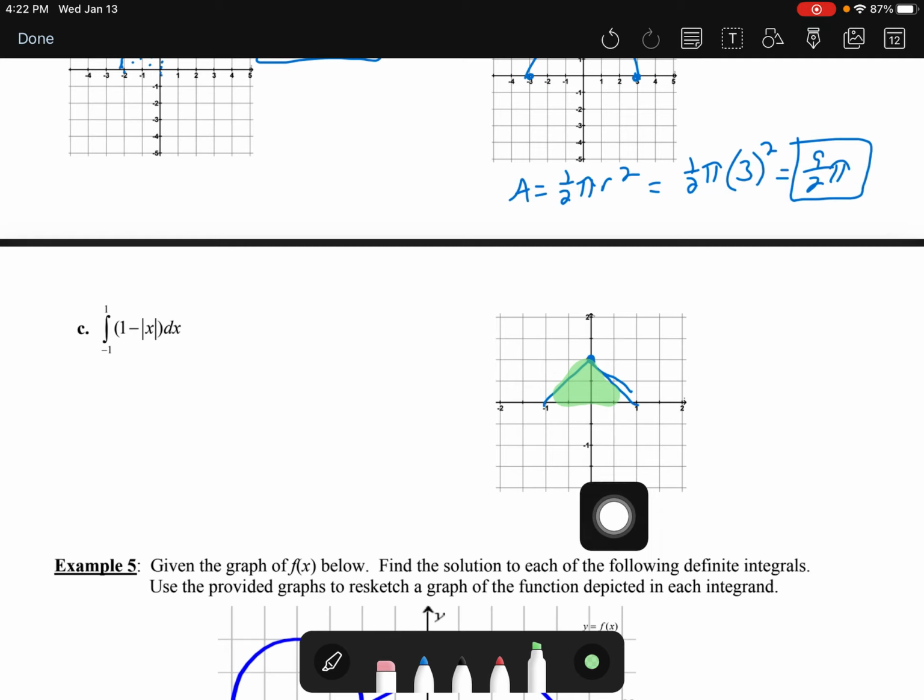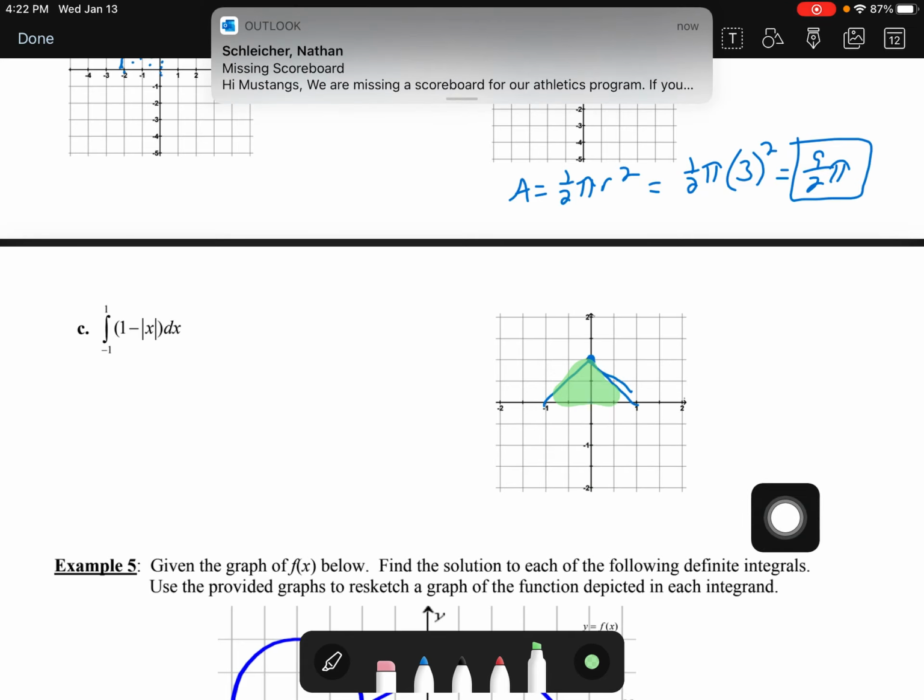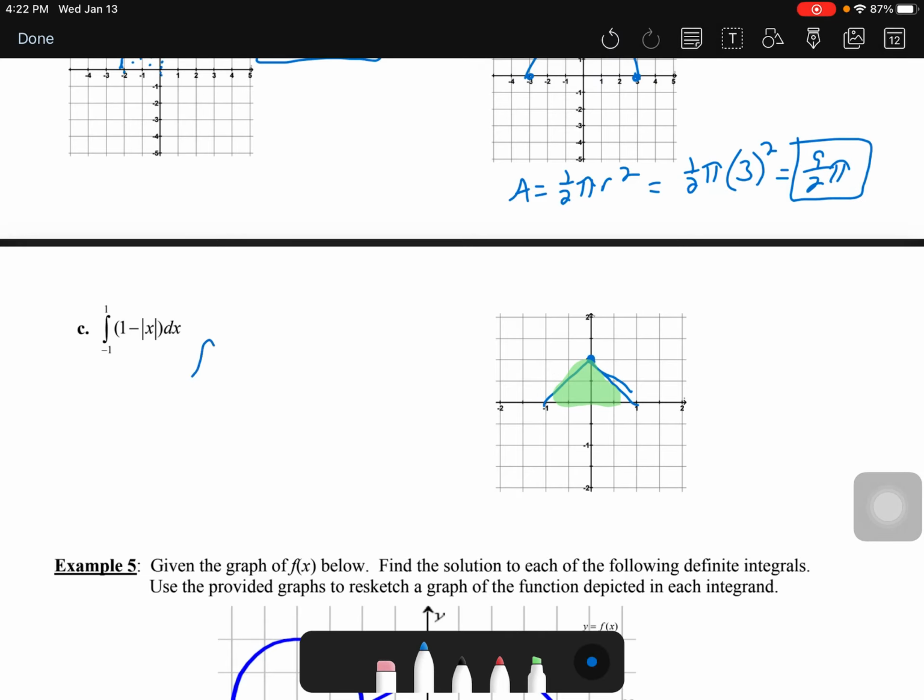Okay, so to do that, it looks like we have, from -1 to +1, that's a base of 2, and then the height is just 1. Okay, so area, let's go back to my pen. Area would equal 1/2 base times height, and so that's 1/2, base being 2, height is 1. We just get a value of 1 for this one.